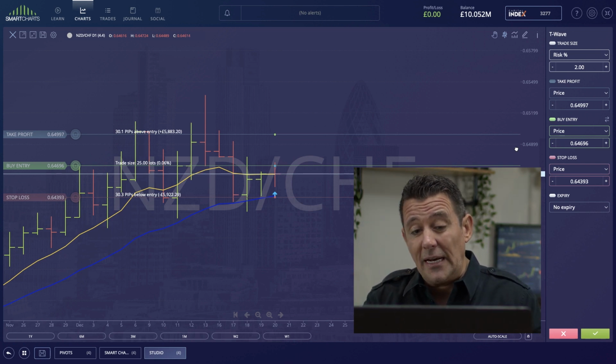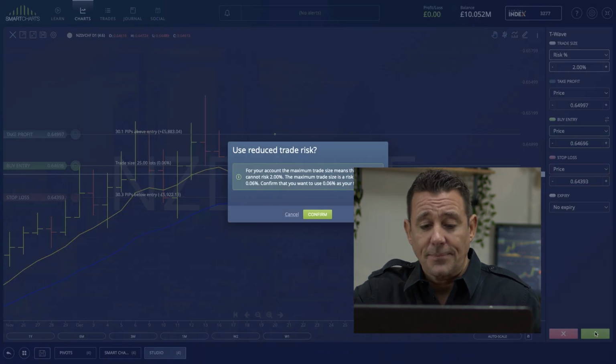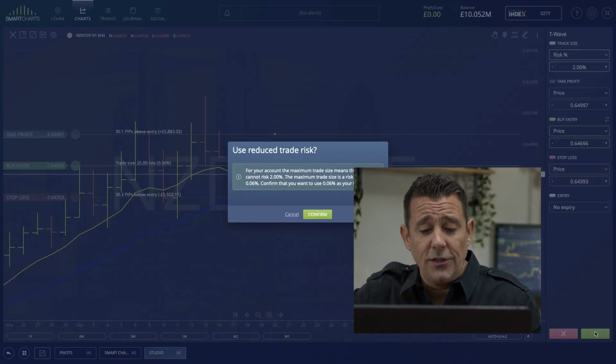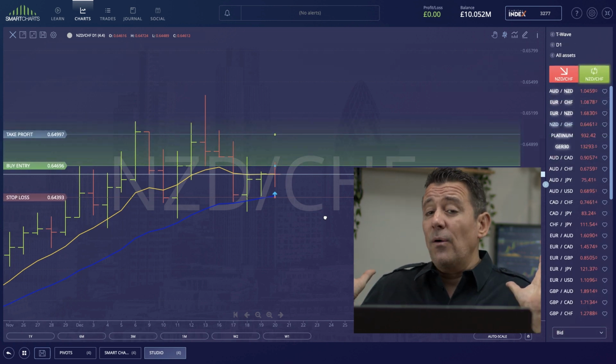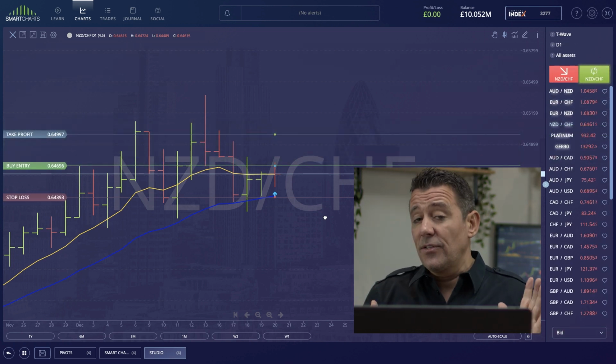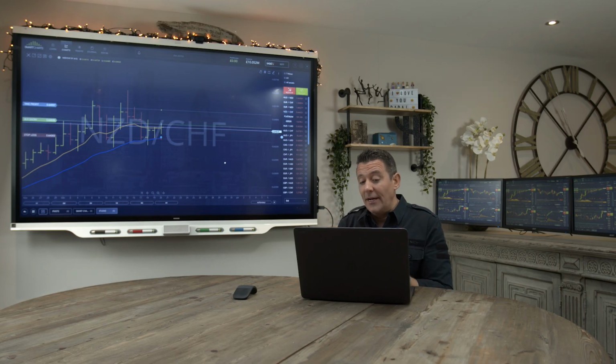This is pretty vanilla. It's pretty much straight off the bat. I just need to hit the green button now. It says, do you wish to use reduced risk? I do. So I hit confirm. And that position is now effectively on. We haven't entered the trade. That's an important distinction to be aware of. It's not live in the market right now.